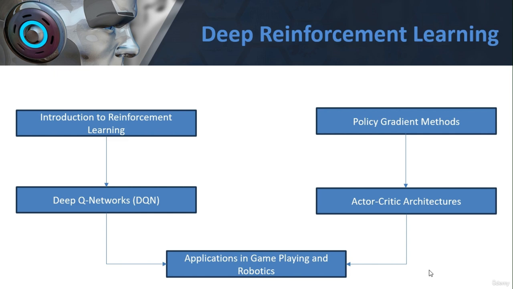Actor-critic architectures. Actor-critic architectures combine the strengths of value-based and policy-based methods. This explains the concepts of the actor-critic framework and its components, including the actor network, critic network, and advantage function. We explore popular algorithms like advantage actor-critic, A2C, and asynchronous advantage actor-critic, A3C.